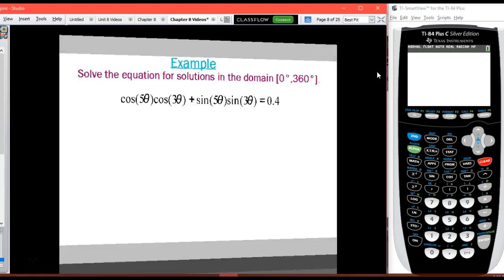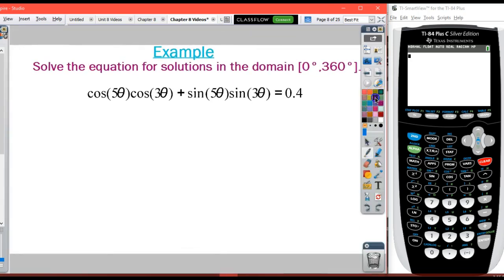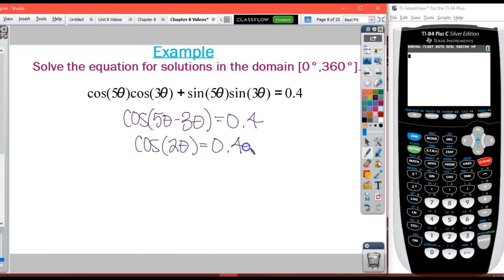And so I'm going to use that property and rewrite the left side as the cosine of 5 theta minus 3 theta. And this then equals 0.4. I can then combine these to where it's cosine of 2 theta equals 0.4, which then makes it an equation that is solvable for us. And so thinking about where cosine equals a positive ratio, that will be in the first and the fourth quadrant.